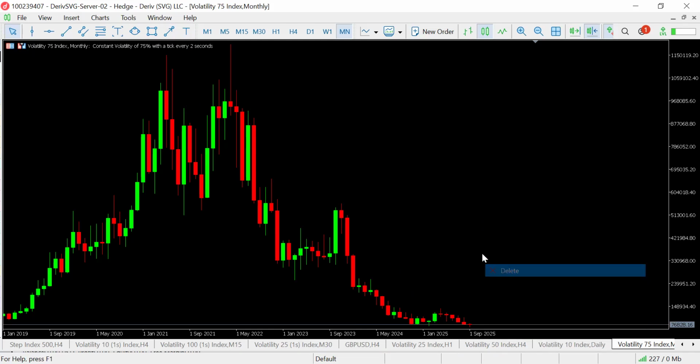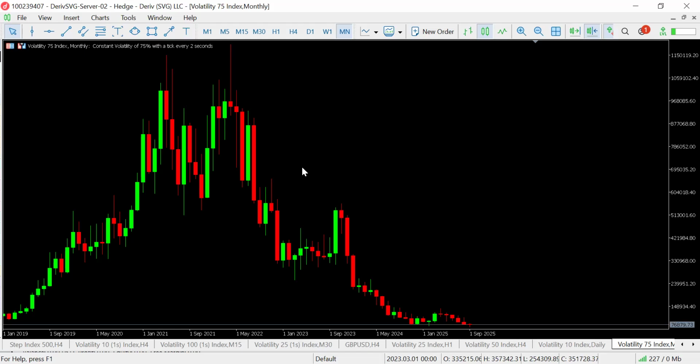For those that have been following me, the reason I'm taking time to explain this is that on a monthly time frame, I try to get my directional bias. So as it stands from the information the monthly time frame is presenting before us, the Volatility 75 index is still bearish and heading in the downwards direction.